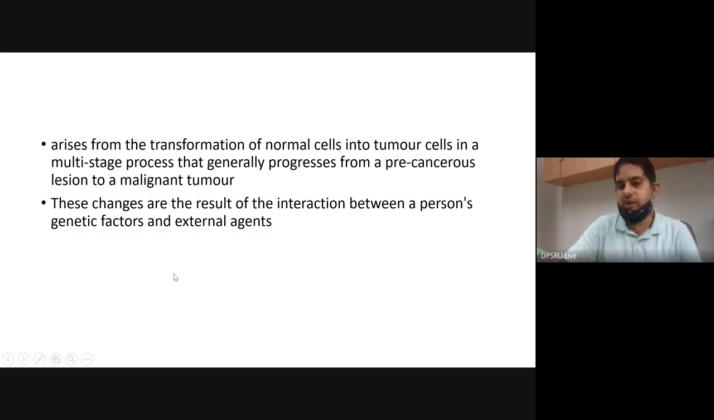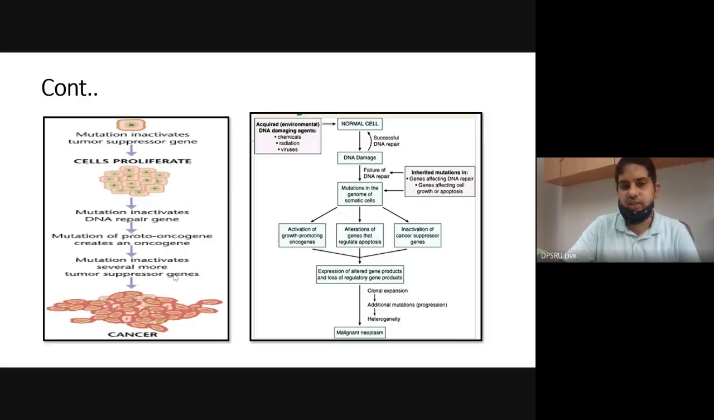And the external agents, whatever we have discussed: viruses, pollution, smoking. So these are all external factors. When they interact with genetic factors, they cause changes and convert normal cells into cancerous cells. If you look a little at the mechanism of pathogenesis of these cancers, you will find there are changes in the cell cycle or growth of the cells. So mutations happen, and when environmental factors interact with genetic factors, what will happen?